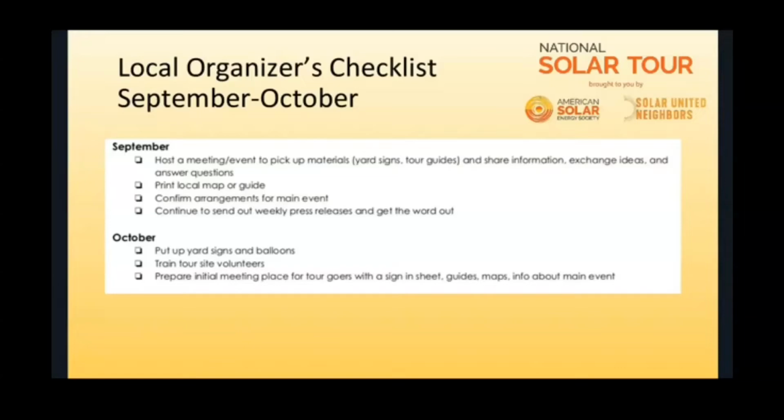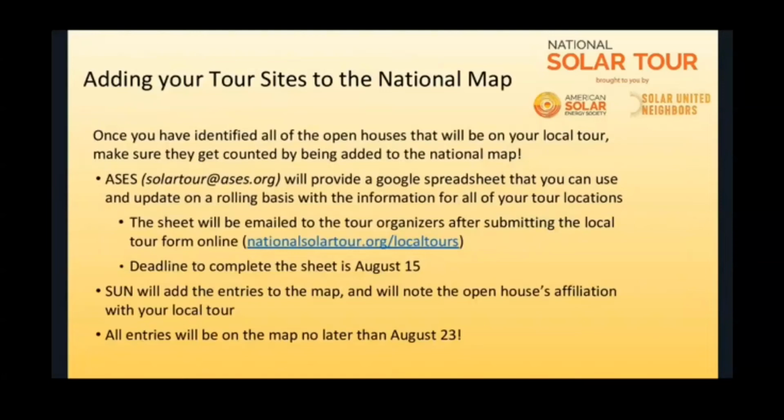For adding your tour sites to the national map, you'll first want to identify and confirm all of your sites with the homeowners or local hosts. Once you have identified all of these open houses that are going to be on your local tour, add them to the map. ASES, or solartour@ases.org, will provide you a Google spreadsheet that you can use and update on a rolling basis up until August 15th to fill out all of the information for your tour locations.